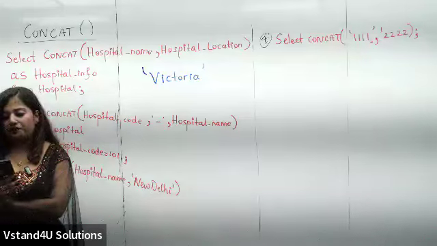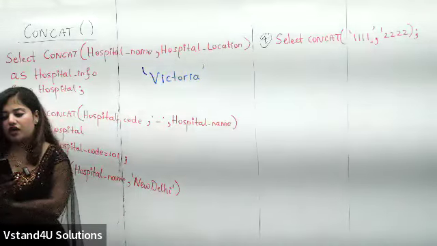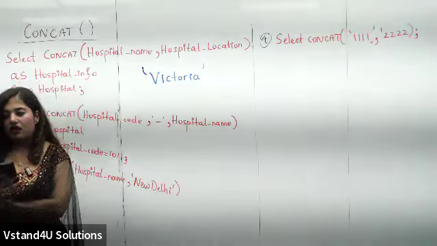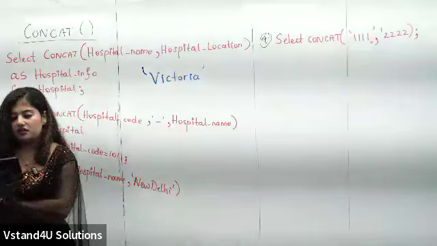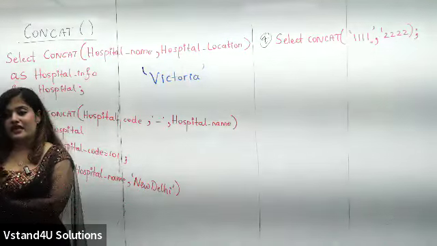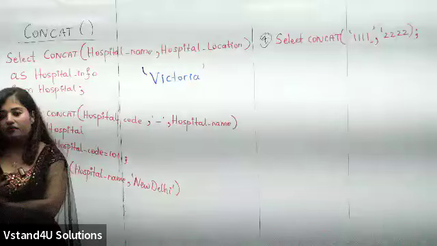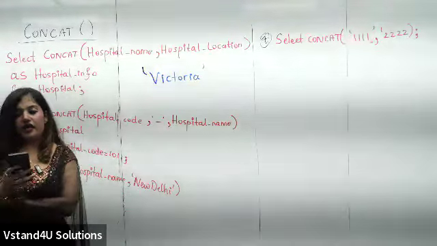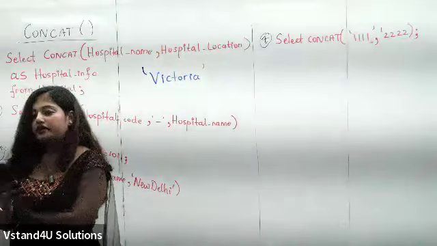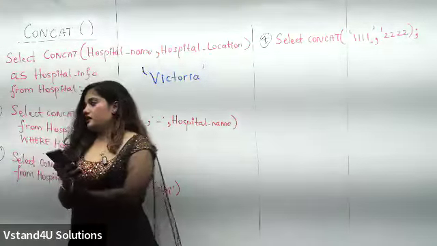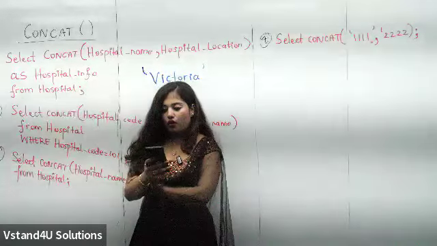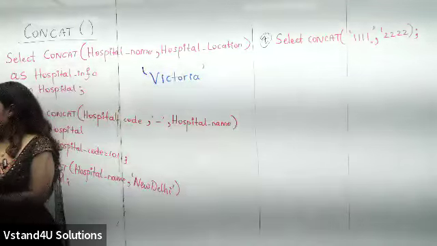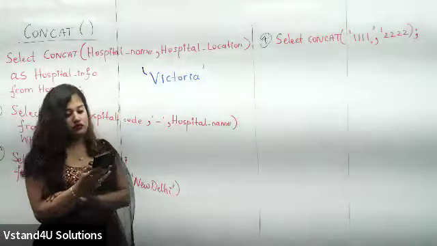Write a query to display all the passengers' name in uppercase and their respective ticket numbers in lowercase from the passenger details table where ticket number is capital T 1 2 3 4 5.